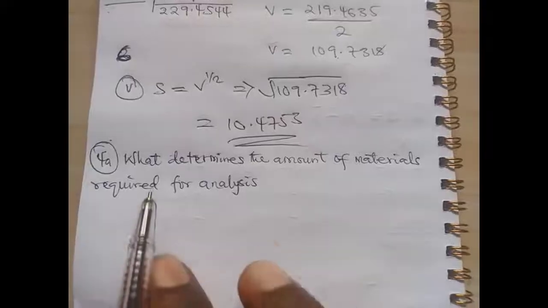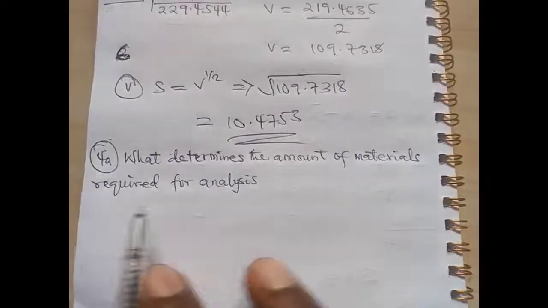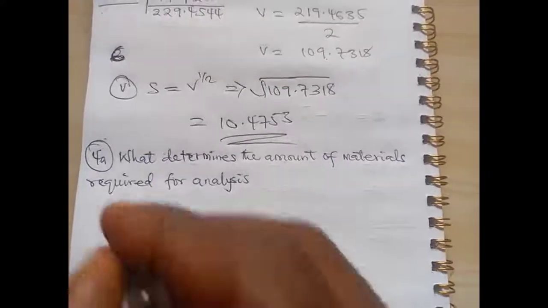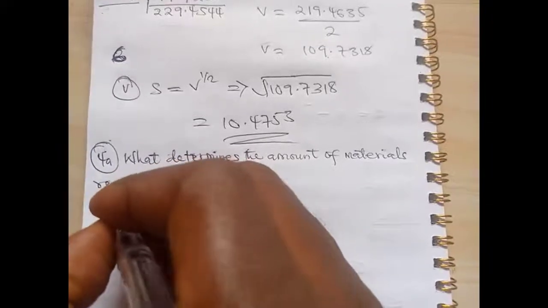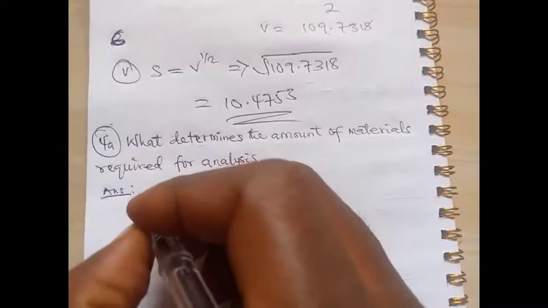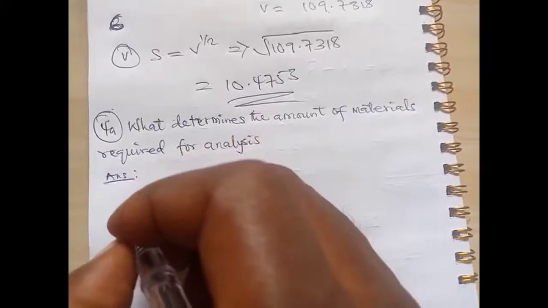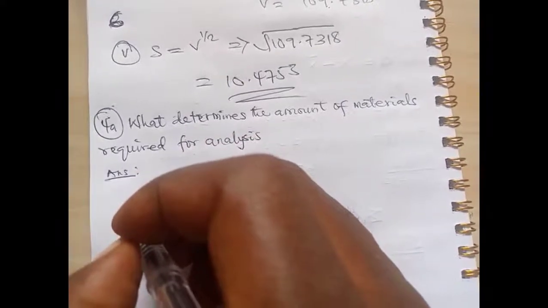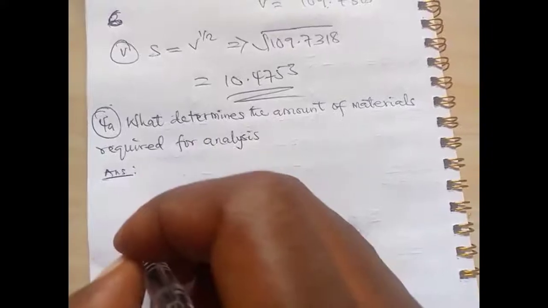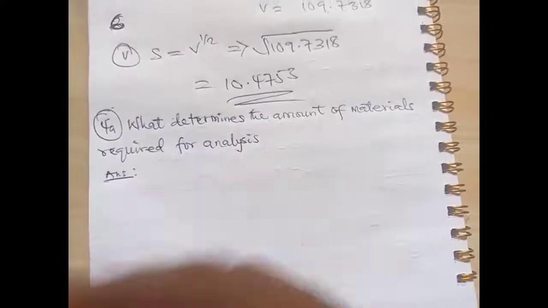The next question says, what determines the amount of materials required for analysis? The answer for that is, the first one is the capacity of the apparatus available. The second one is the economy of materials and time. The third one is the number of measurements to be made.